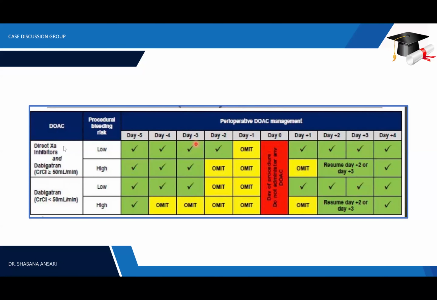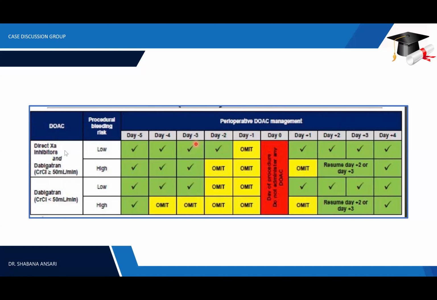In the exam, it was rivaroxaban. But don't stick to that. They can even give dabigatran, right? The idea is that we should know how to read the chart. So, like you said, our patient is high risk. If rivaroxaban is given, forget about dabigatran. You have mentioned dabigatran nicely.